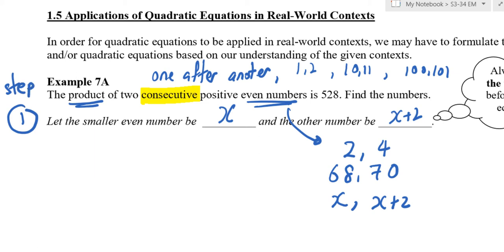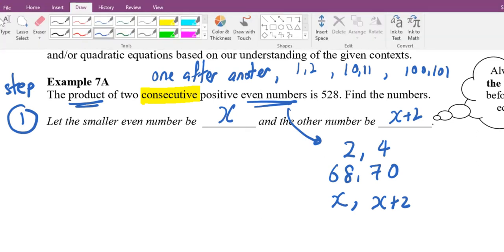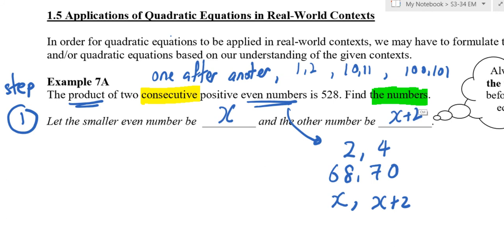Step number 1 is always, I want to list out the variable. And what's the variable? Usually, I will follow closely to what they want. If they want number, that means I let the number be x. If they want the height of Mr. Low, I'll let the height be x. If age, I'll let the age be x. Is it clear? Okay, next.